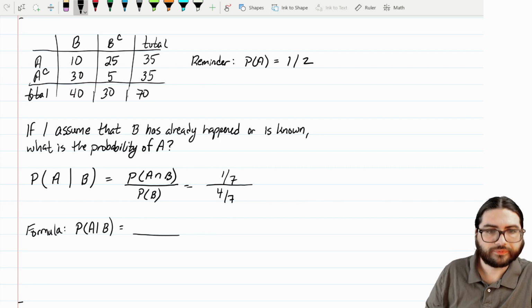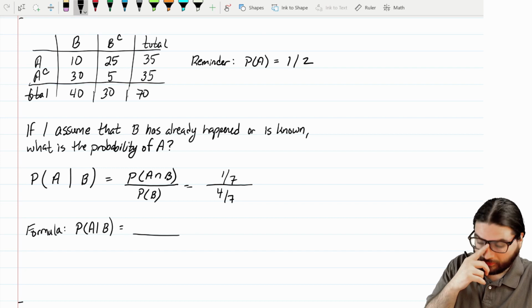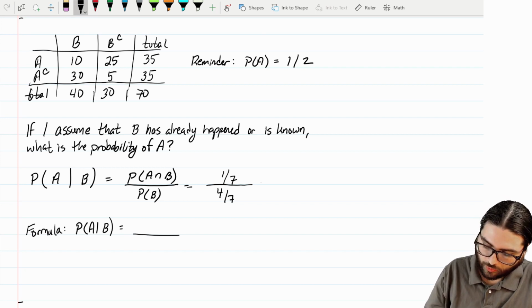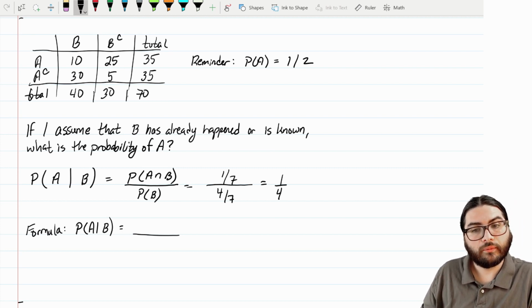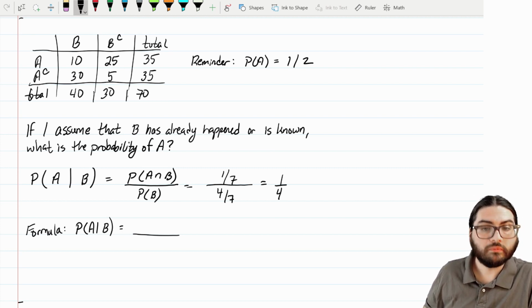Reduce. 1 over 7 divided by 4 over 7 is 1 over 4. And the reason I was able to do that so quickly is I essentially multiplied by 7 on the top, multiplied by 7 on the bottom, canceled out both fractions.